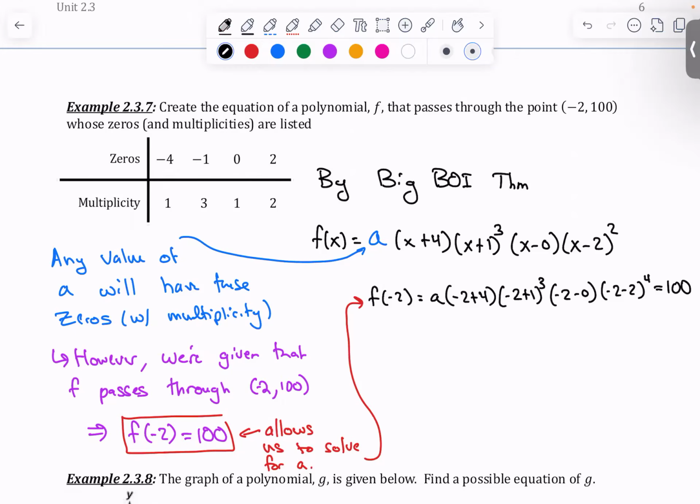Excellent. And if you plug that into your calculator, just be careful with the negatives. Make sure you're careful with the negatives, but you should end up getting 64a equals 100, which means that a is equal to 100 over 64, which reduces down to 25 sixteenths.